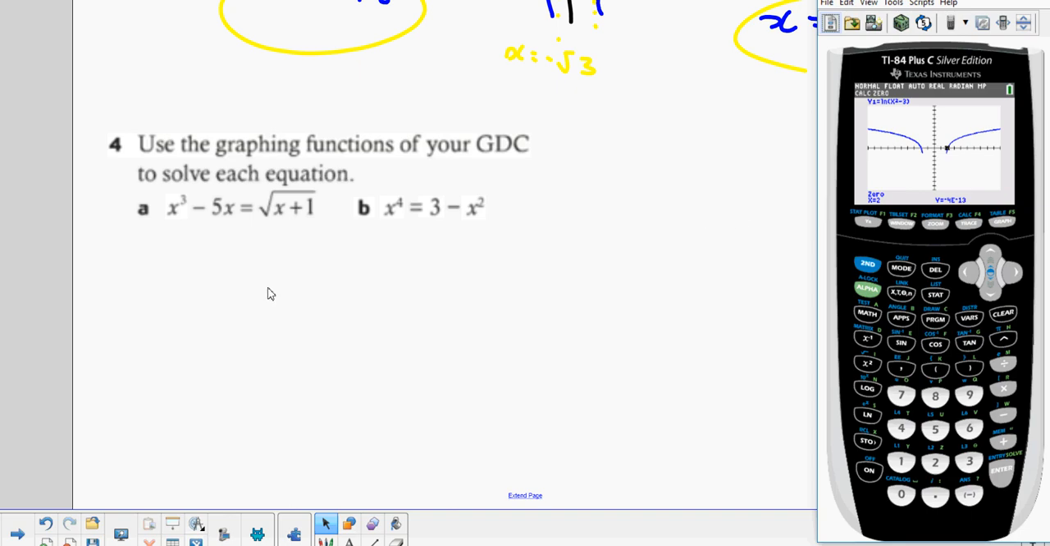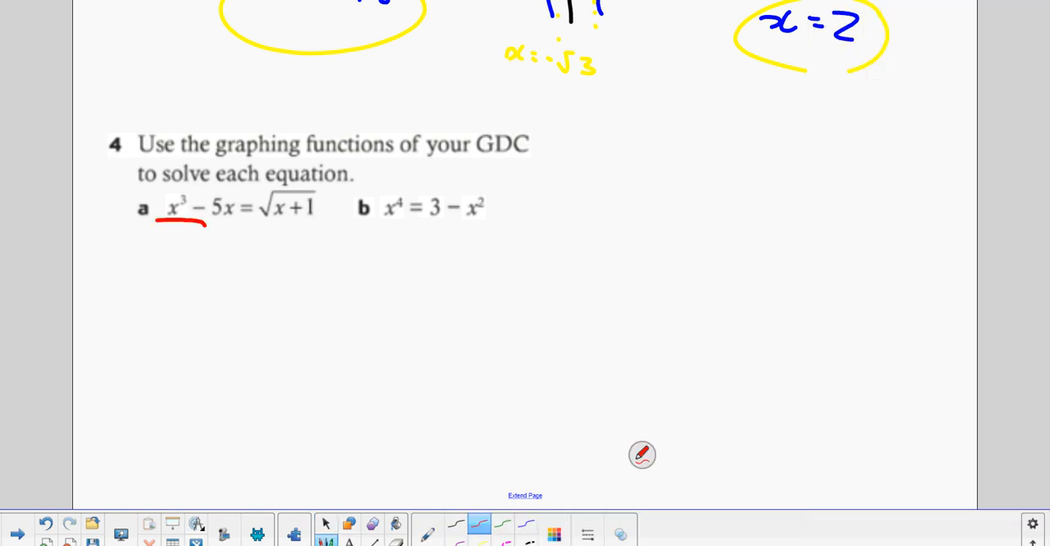So this one, you're asked to use the graphing functions on your GDC to solve the equation. So what do you think you would do to solve this one on the GDC by graphing? Rearrange. Oh, you could just do one side in y1, one side in y2. Yeah, that's right. Graph this one in y1, graph this one in y2. So let's write that. Graph in y1 and graph in y2.